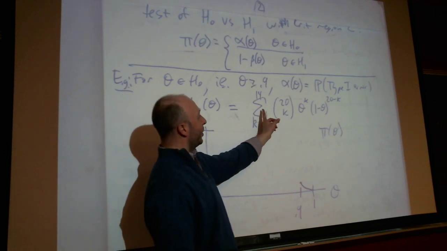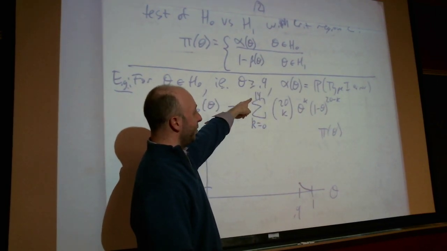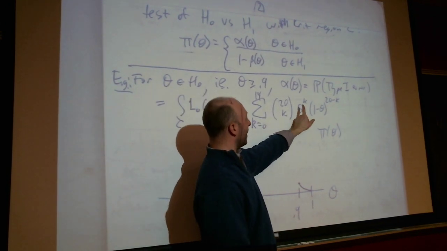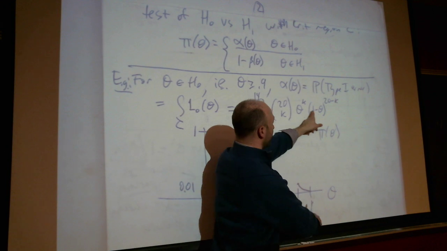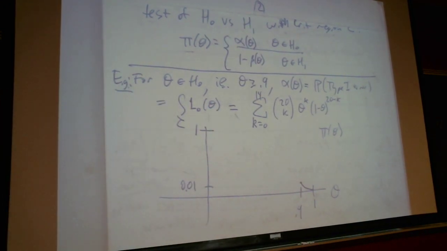So again, I'm just computing this function. I'm summing k from 0 to 14. You do this numerically. 20 choose k. That's some number. Theta is your parameter. This is a function of theta. And the function of theta looks like that. Okay?